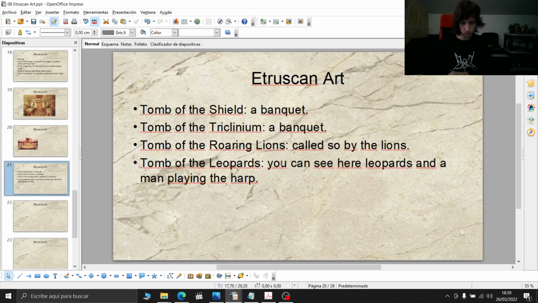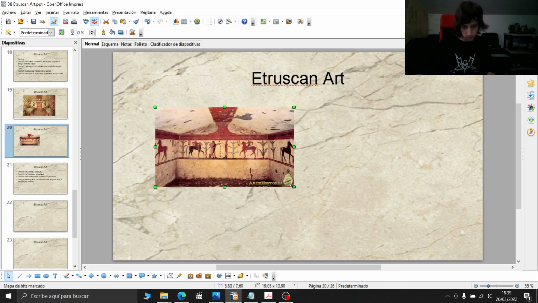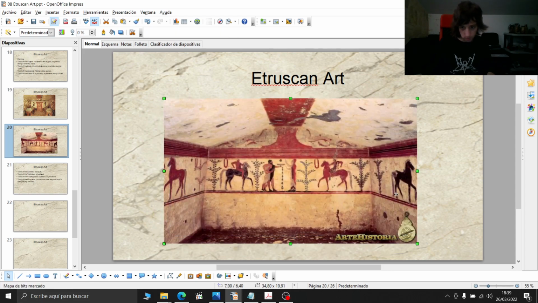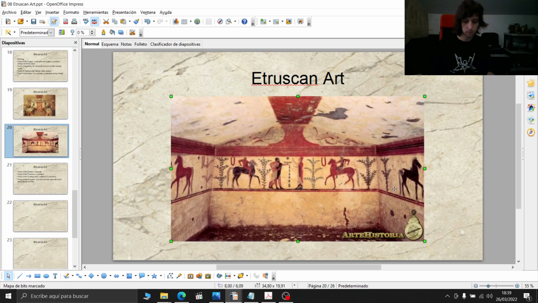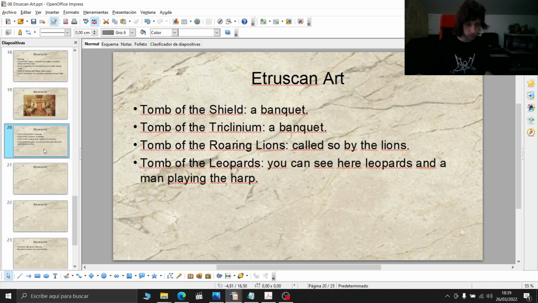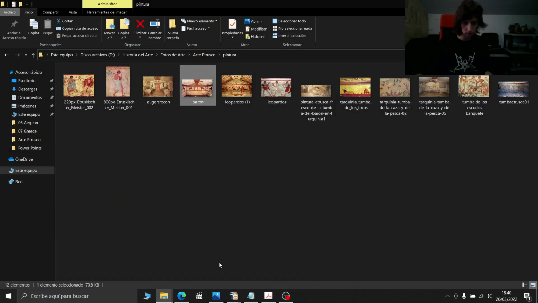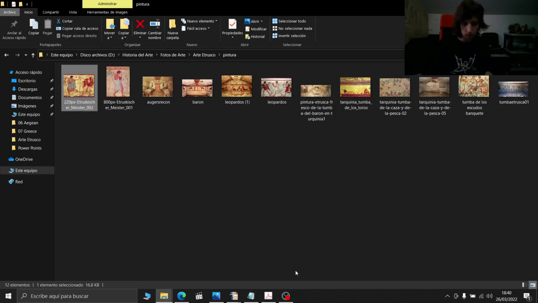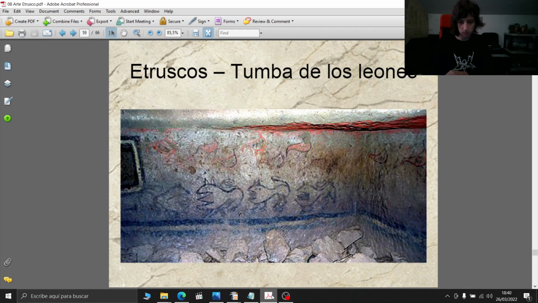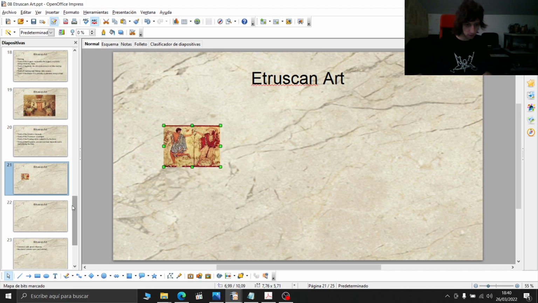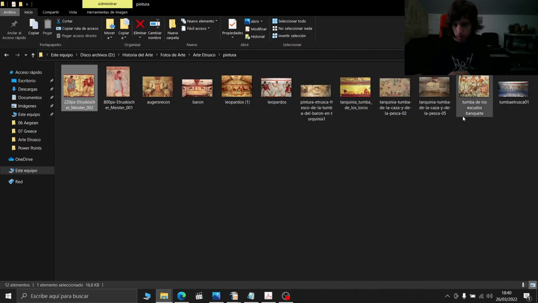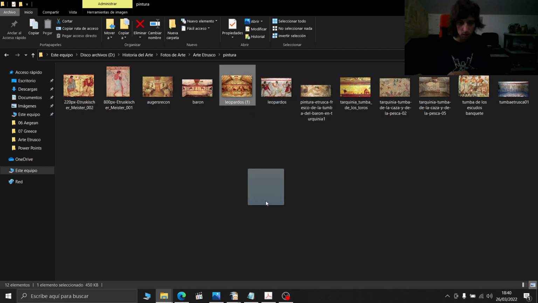And then for the other, I will add the Triclinium and the Leopards. In fact, I think this one I'm going to remove, because I'm adding too many. Triclinium is this one, if I remember well, yes. Triclinium. And here, Leopards. That one is this one.